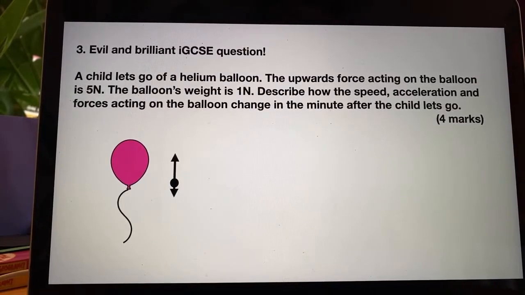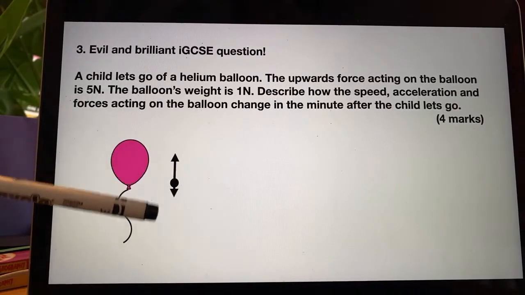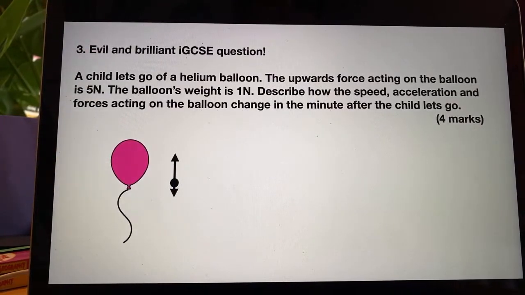Don't worry too much about the numbers. It doesn't really matter about the 5 newtons or the 1 newton. Just know that the balloon's weight is not very much, and the upwards force acting on the balloon, the upthrust, is a lot. How are the speed and the acceleration, the forces on that balloon, going to change?